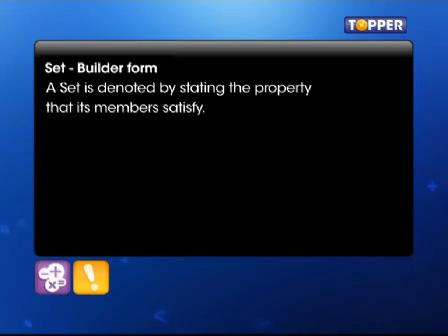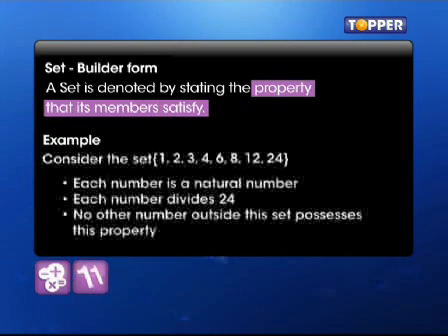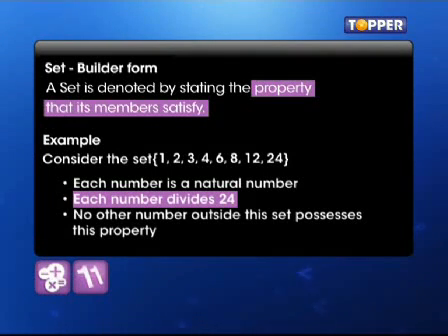We know that all the elements of a set possess a single common property that is not possessed by any element outside the set. For example, take the set {1, 2, 3, 4, 6, 8, 12, 24}. All the elements possess a common property. You're right. Each one of them is a natural number and each of them divides 24. No other number possesses this property.